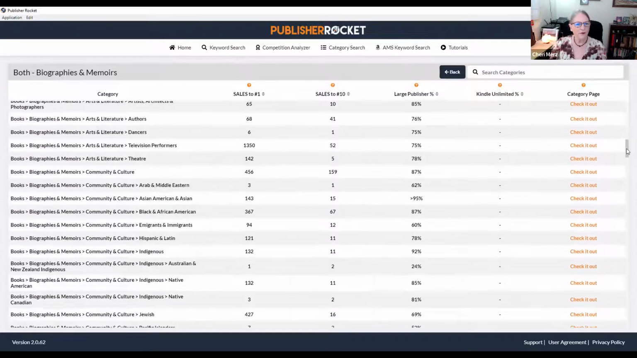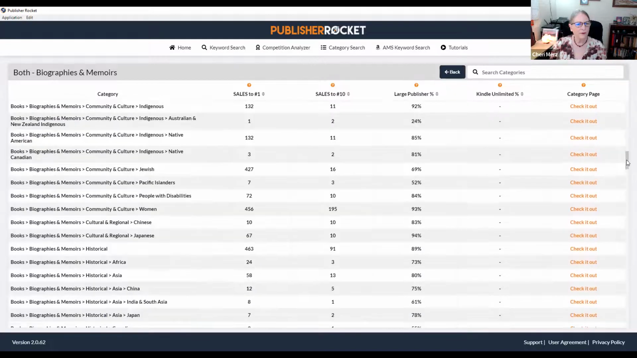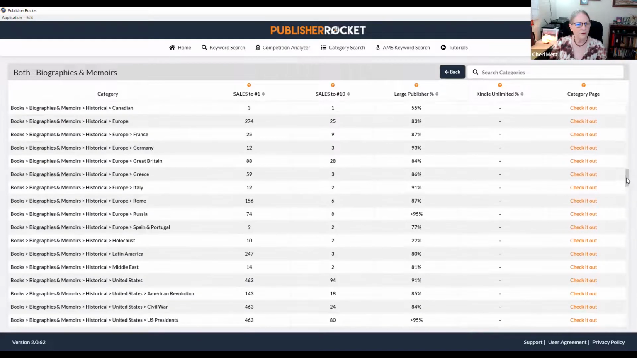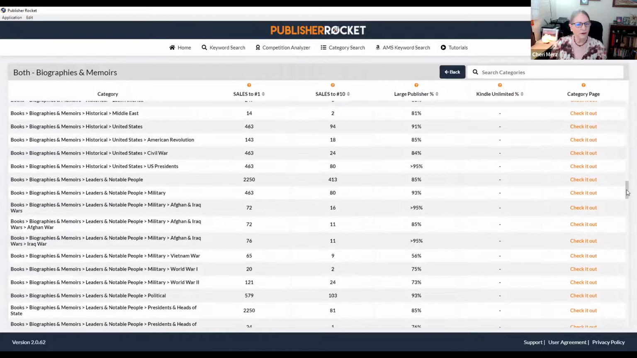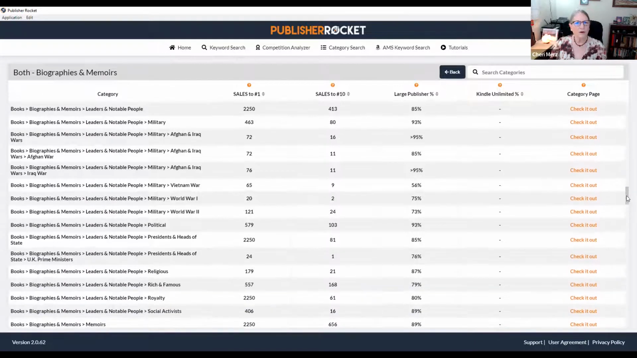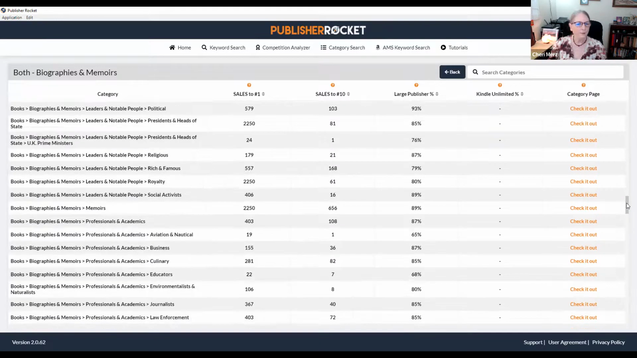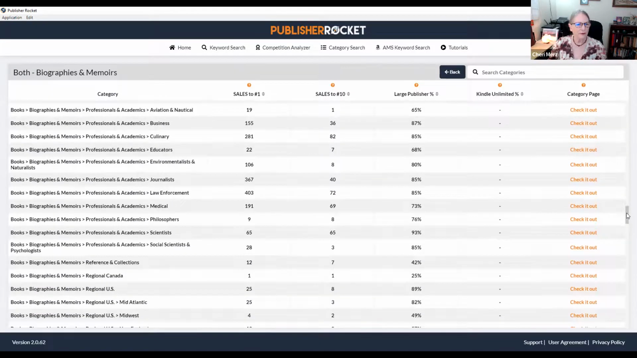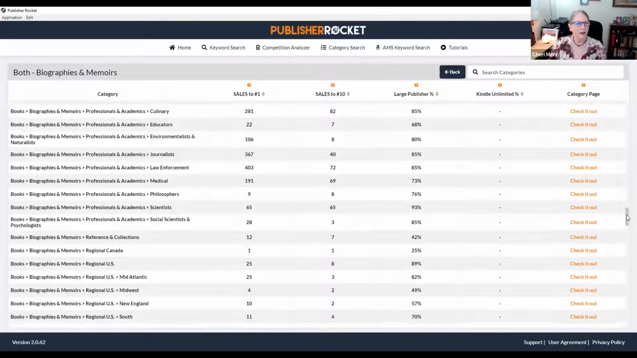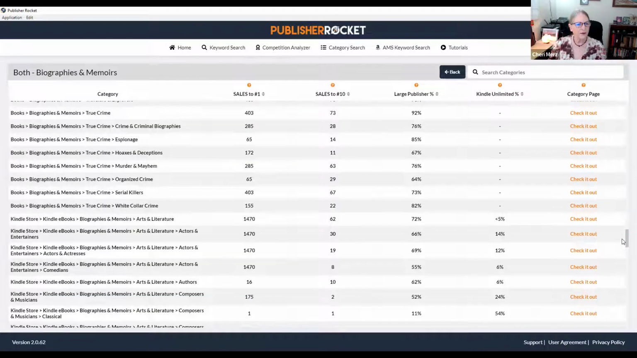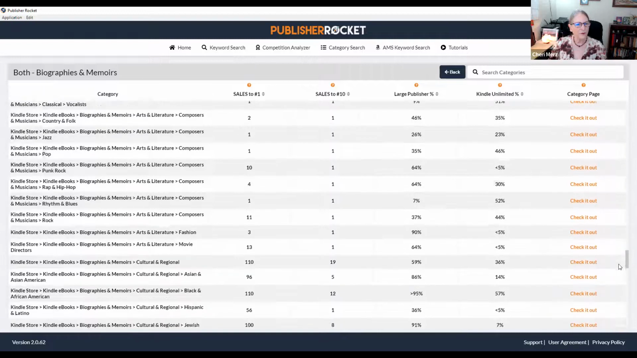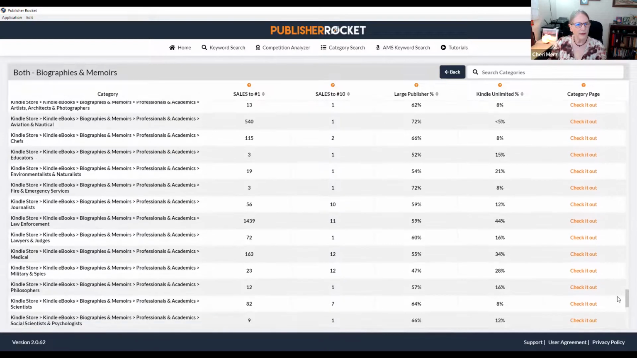And bear with me, folks, because this is a new feature. It is showing us this large publisher percent and Kindle Unlimited percent for all of the categories. So we need to come down here to women if we can find it again.